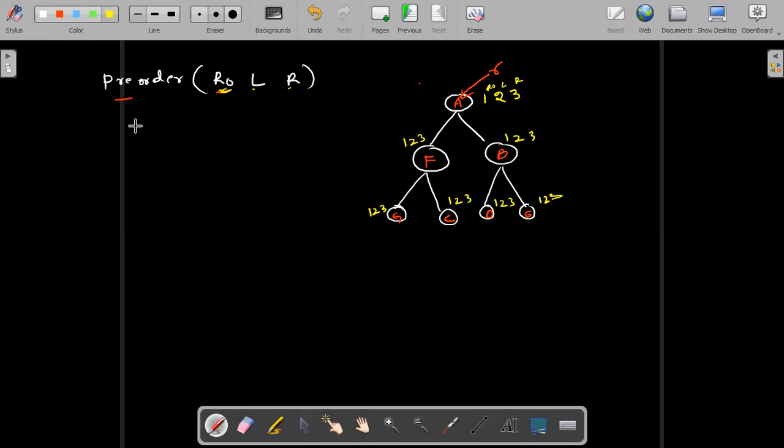Everyone, please observe here. I will start from this point. First, I will consider this one as the root. The root is over. After that, I will go to the left. Yes or not? Everybody, please understand. I will go to the left. Yes or not, guys? Hello, getting?